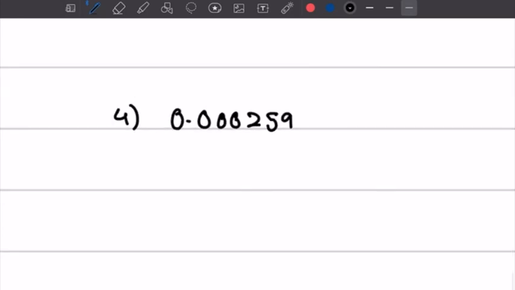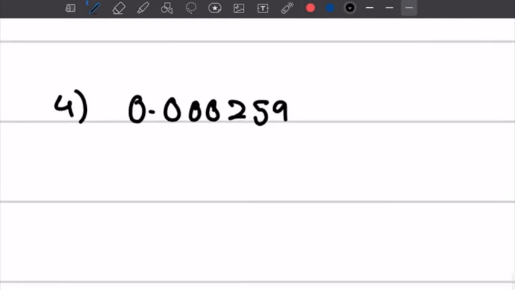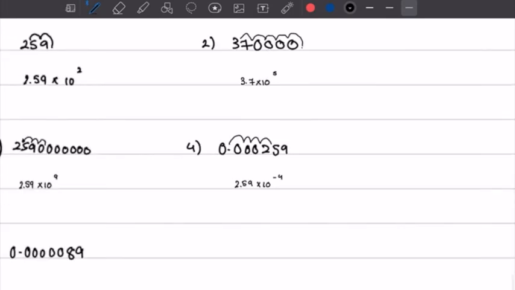So next we have 0.000259. Now you're moving the decimal to the left. Sorry, my bad. You're moving the decimal point to the right. So you move it 1, 2, 3, 4. This is the first number. So 2 is the first number. So you have 2.59. And because you moved it to the right, you have 10 to the power of 1, 2, 3, 4. Negative 4. That is the answer.